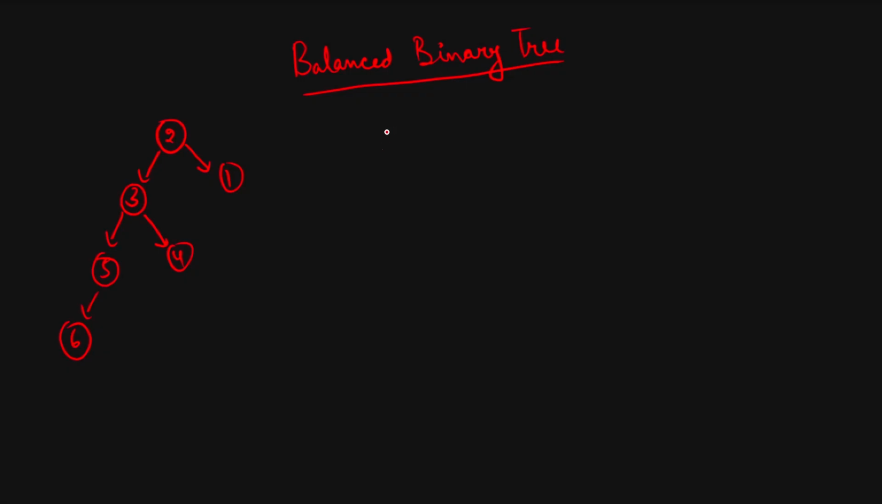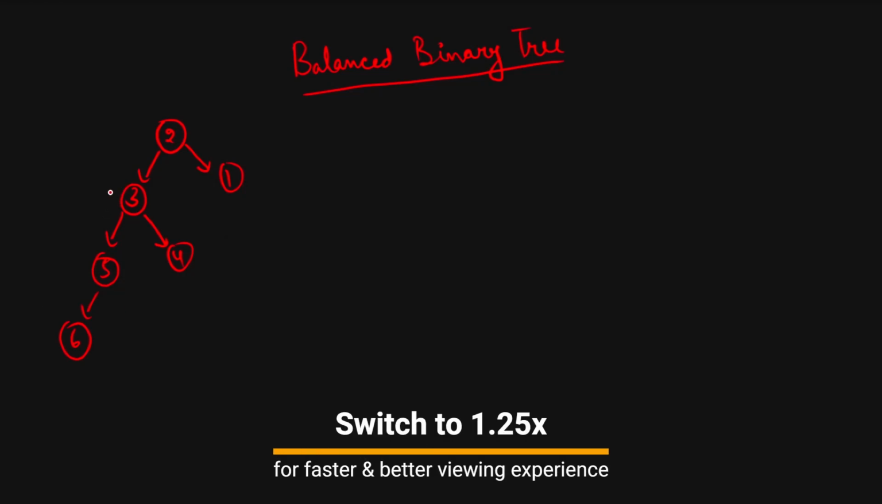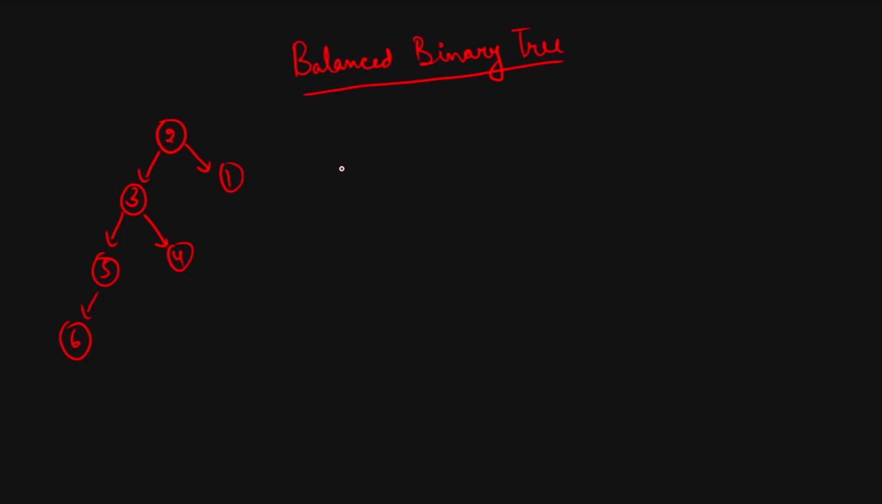Hello everyone, today we are going to solve the balanced binary tree problem. In this problem we are given a binary tree and we have to check if it is height balanced or not. What height balanced means is that the height of the left subtree and the height of the right subtree should not differ by more than 1. The difference of left and right should not be more than 1.